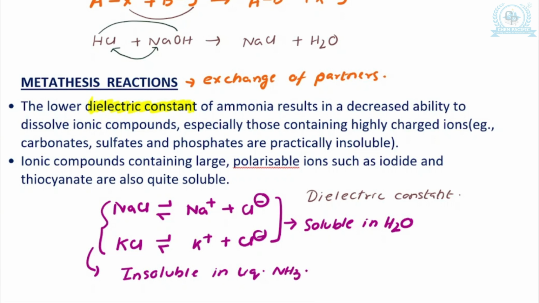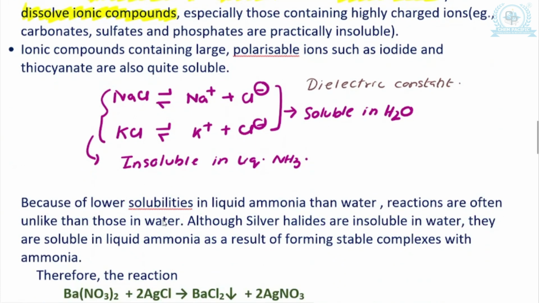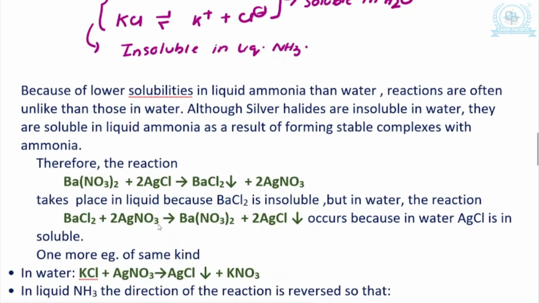Clear? So see, I have beautifully described it in the form of a note. The lower dielectric constant of ammonia results in a decreased ability to dissolve ionic compounds. Since liquid ammonia's dielectric constant is low, it results in a decreased ability to dissolve the ionic compounds, because for an ionic compound to dissolve, first of all it has to dissociate. For dissociation, the solvent's dielectric constant must be high, which is the case for water, not liquid ammonia. Now the consequences of this are very interesting.